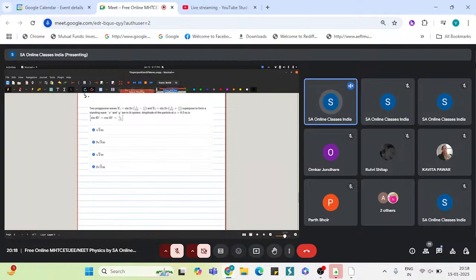And the third question is going to be again about the superposition thing. So this is slightly a different question. I will just write the two progressive waves y1 is equal to sine 2 pi (t upon 0.4 minus x upon 4), and y2 is equal to sine 2 pi (t upon 0.4 plus x upon 4). They are superposed to form a standing wave.